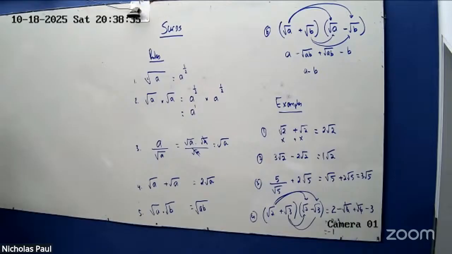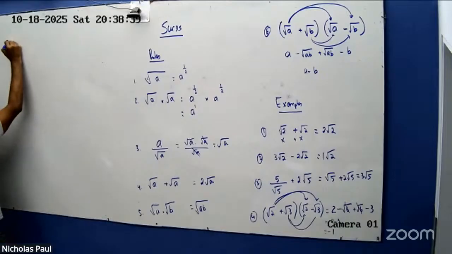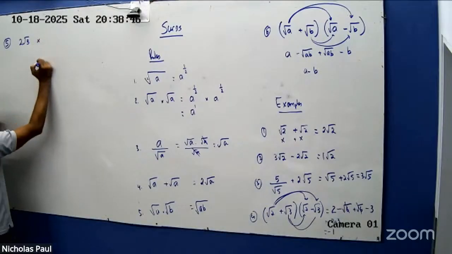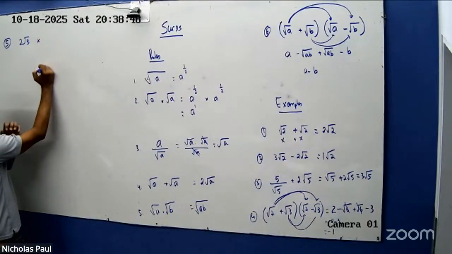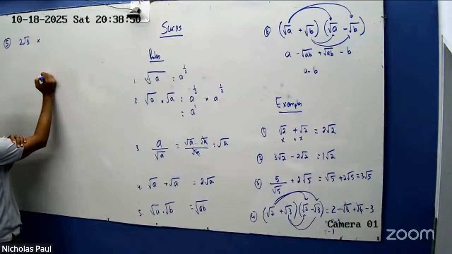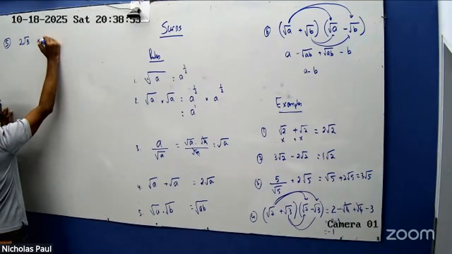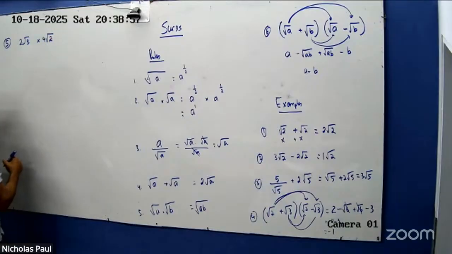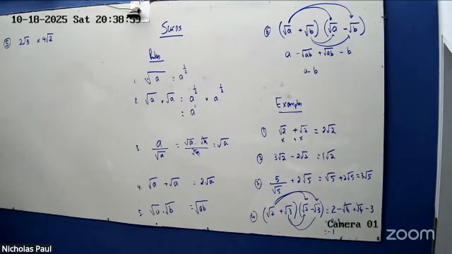Before I make it harder, I want you to get this right, and we don't make it too hard. Suppose I ask something like that: 2 root 3 multiplied by 4 root 2. Without using the calculator, what can we do?